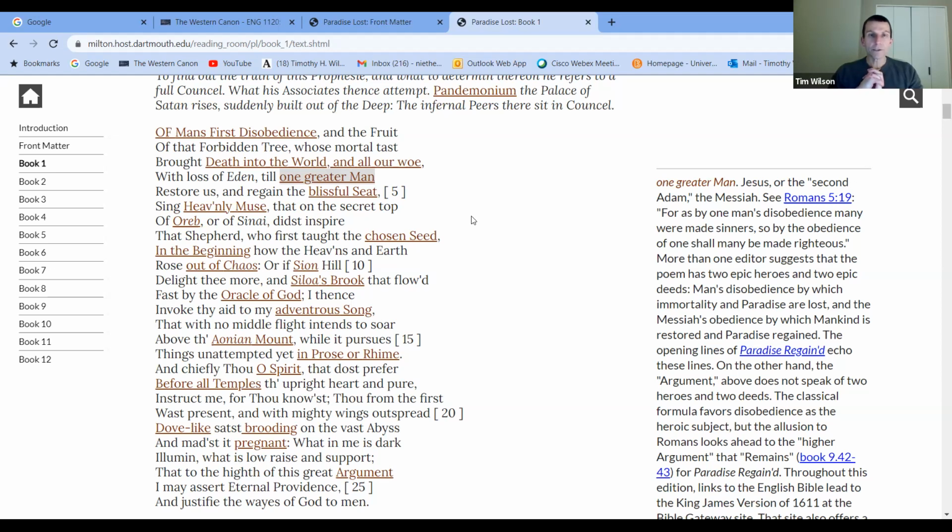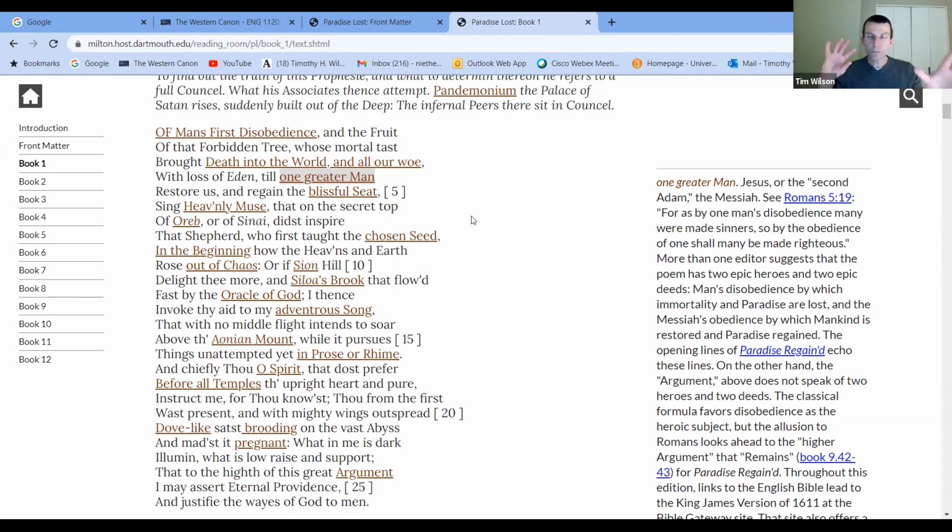Sing, heavenly muse, that on the secret top of Oreb, or of Sinai, didst inspire that shepherd. So the other invocations of the muse in Homer and Virgil, recall those invocations were somewhat indiscriminate. So there was, sing, O muse. There are nine muses in the Greek mythological framework. Maybe it's kind of a generic muse, that kind of thing.